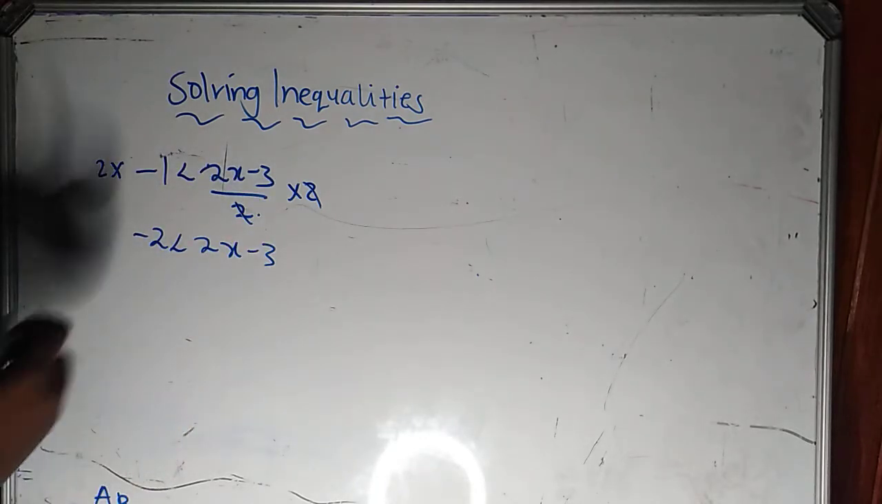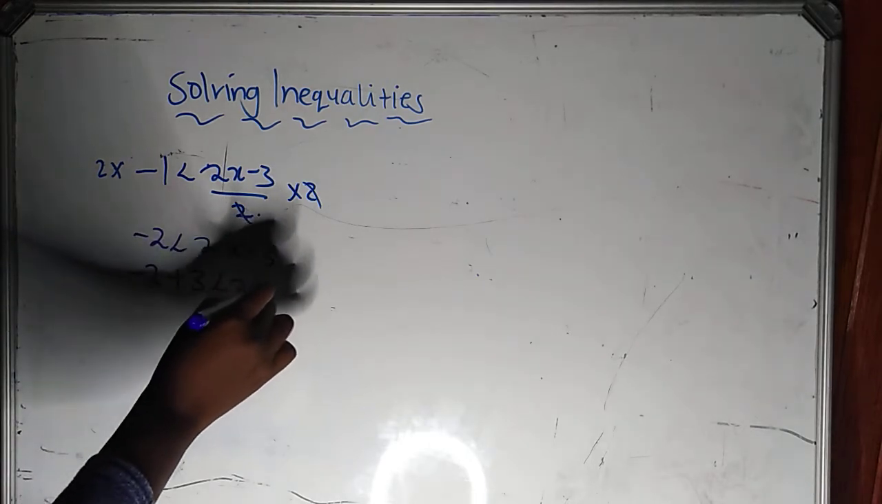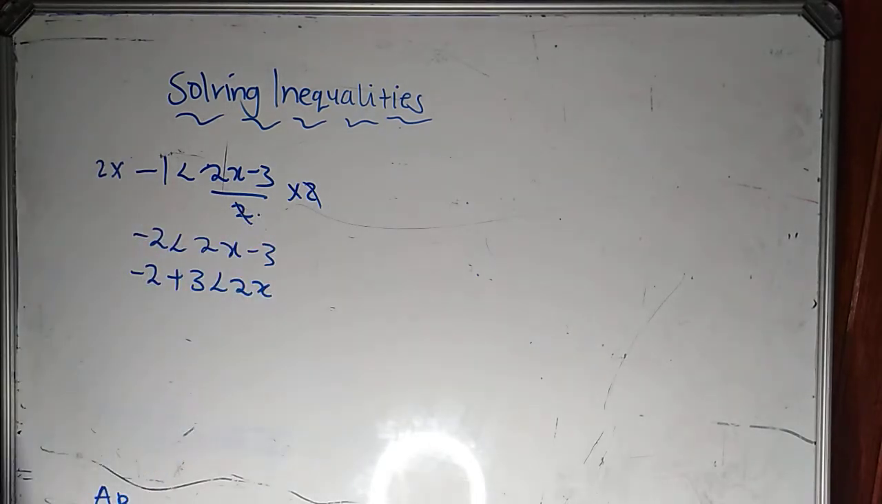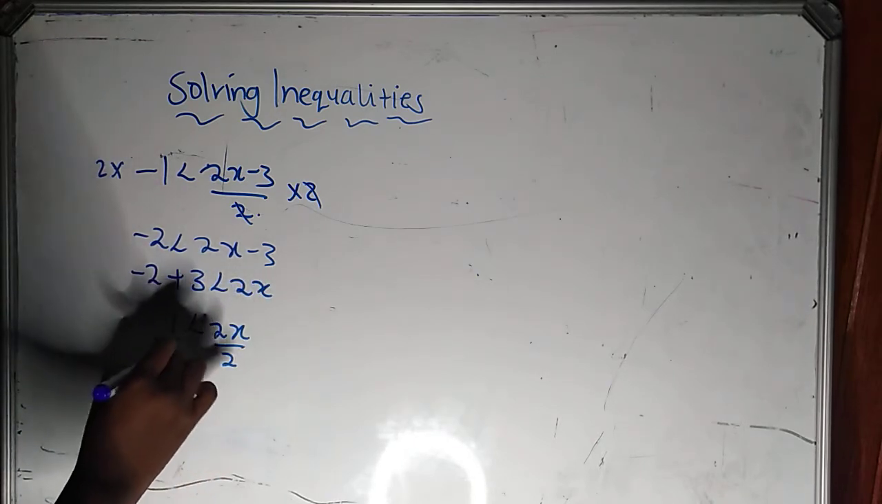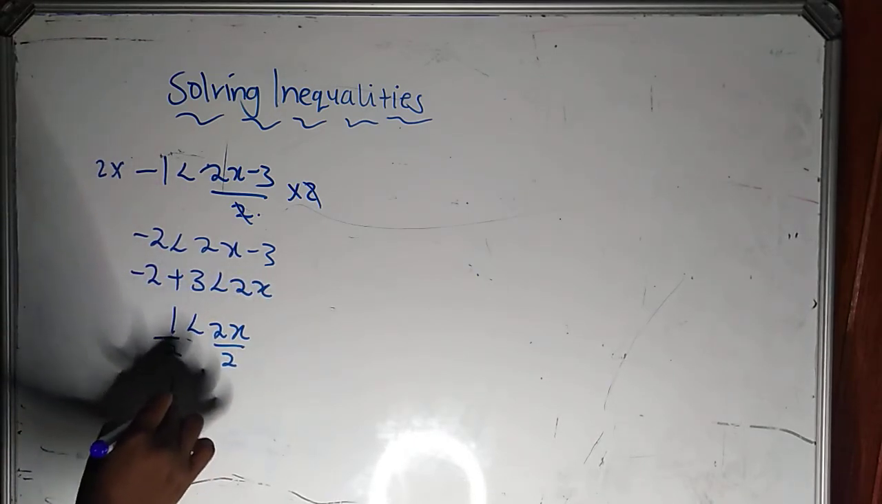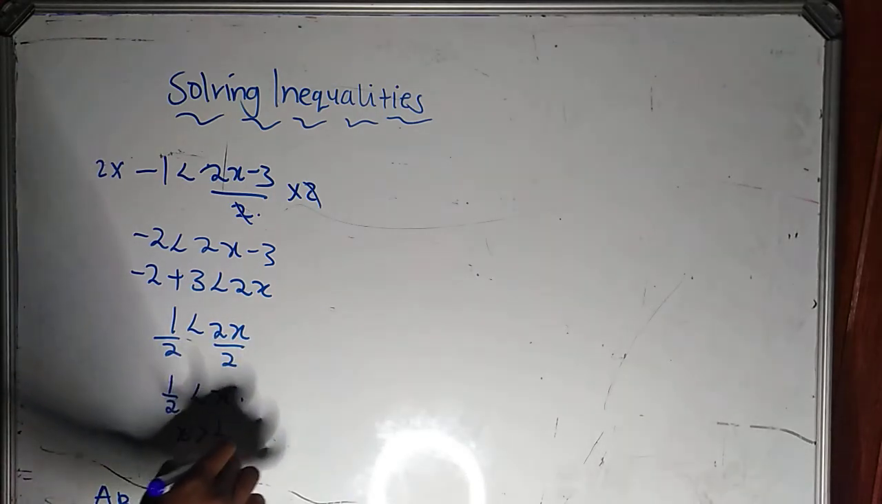Let's bring minus 3 this side, it's just going to be minus 2 plus 3 less than 2x. Minus 2 plus 3, it's a 1. 1 is less than 2x. We divide by 2 both sides. Half is less than x. In other terms, our x is greater than half.